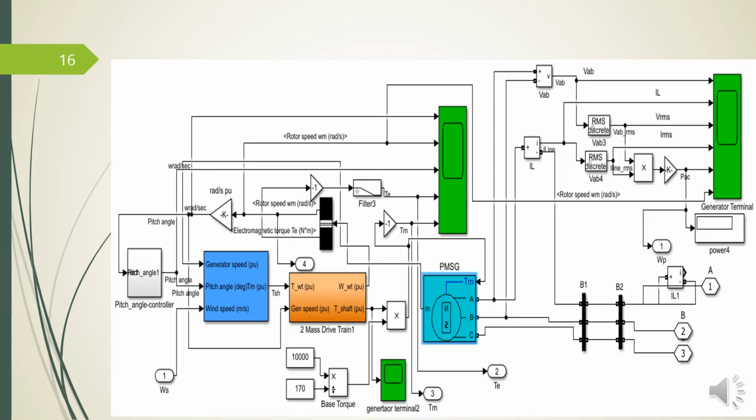This is the subsystem of the wind generation model. As you can see, here is the model of a wind turbine, this is the model of a drivetrain, actually our gearbox, and this is the model of a permanent magnet synchronous generator.